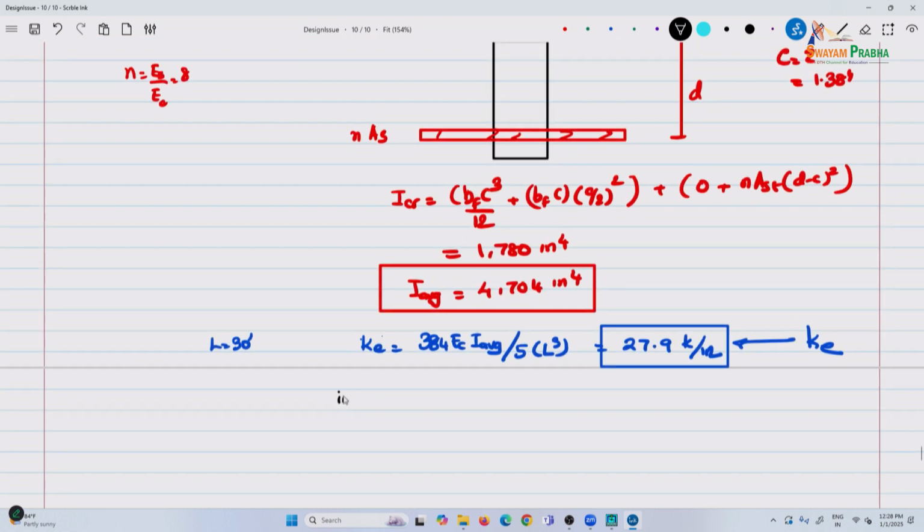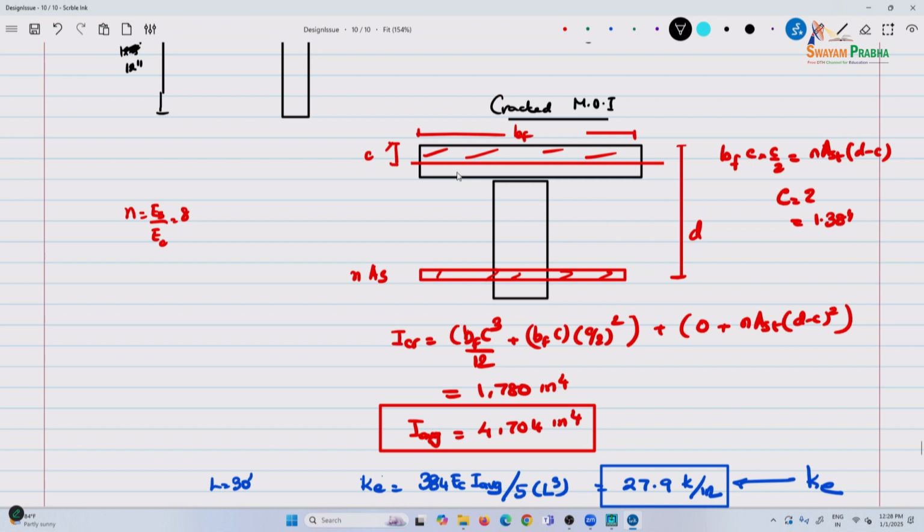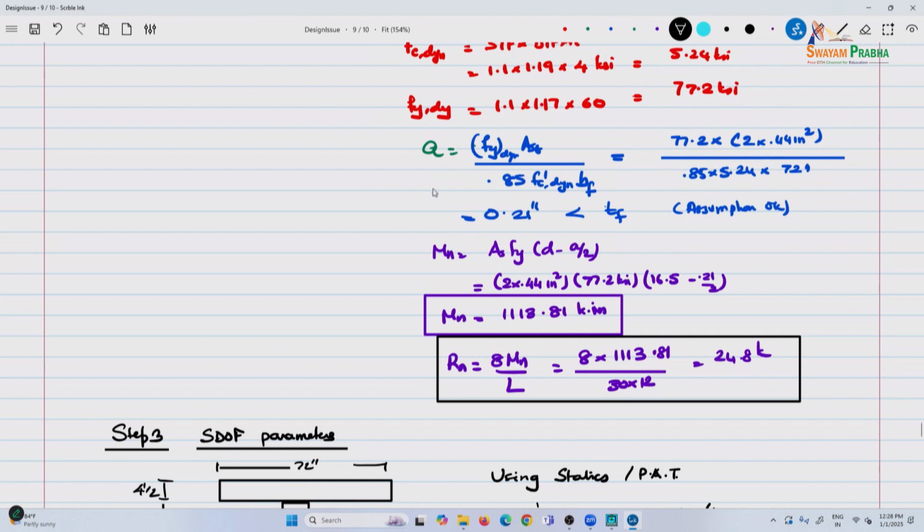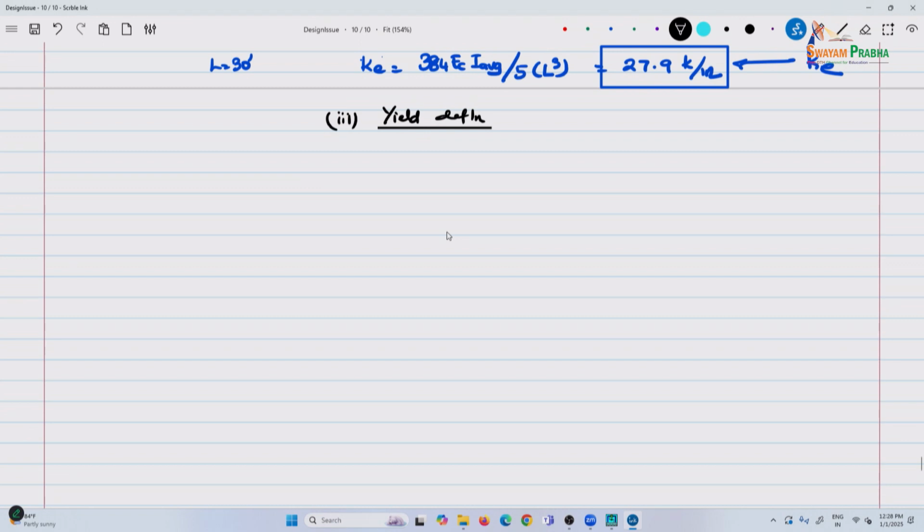Then we calculate the yield deflection. Wait, have we calculated the capacity yet? We did calculate Rm, right? Yeah, Rm is 24.8 kips. Okay. So the yield deflection, delta static, is Rm by KE. So 24.8 kips divided by 27.9, which is 0.89 inches.